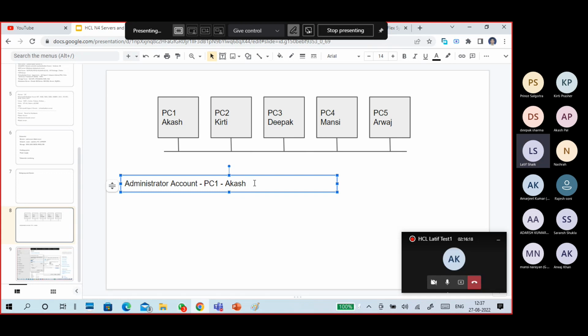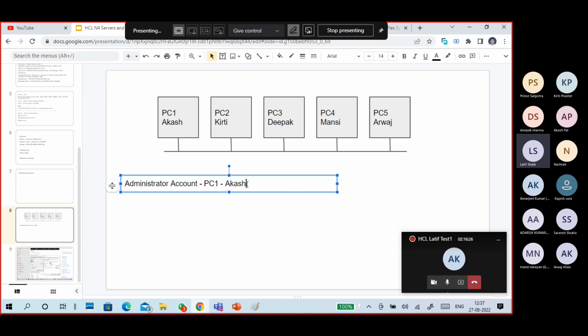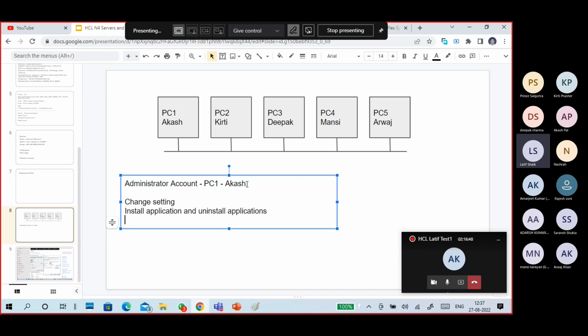He can change the system properties. Like if I want to change the settings, I can change the settings. I can install applications and uninstall applications. You can use any word, no problem. You can change settings, you can give permissions. Okay, he is the master of the PC.